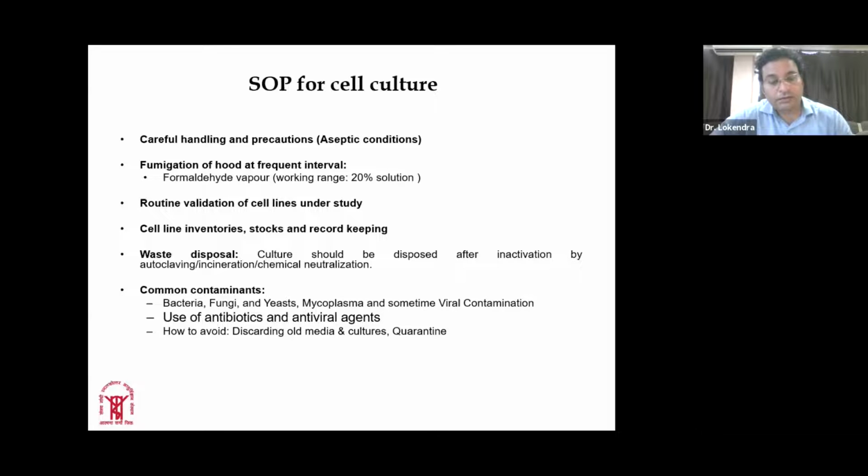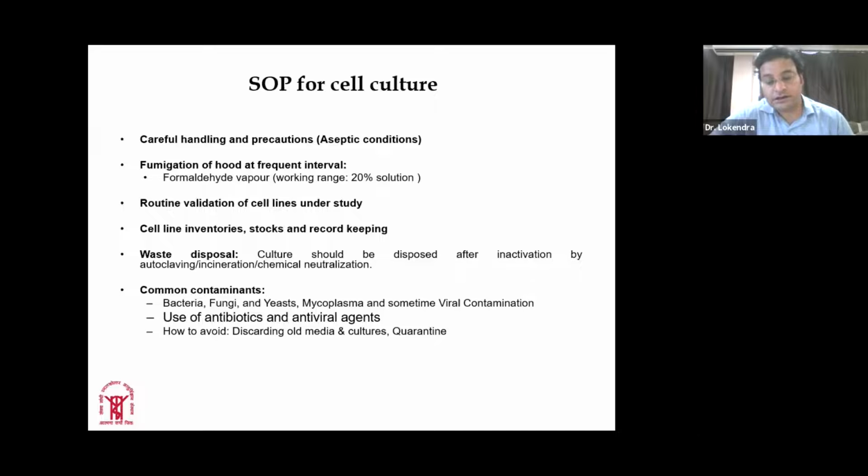Some of the common contaminants are bacteria, fungi, yeast, and mycoplasma. If you have a sufficient number of cells, you just discard the culture and discard the media if it is a suspect. But in some cases, if you have to maintain those cell lines even if they have certain contamination, you can go and check what kind of contamination it has.